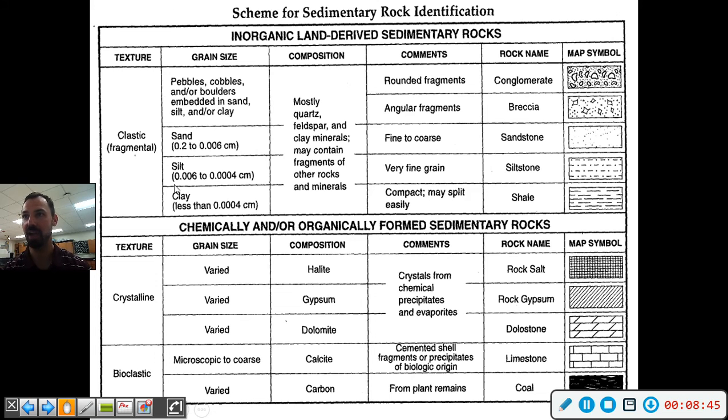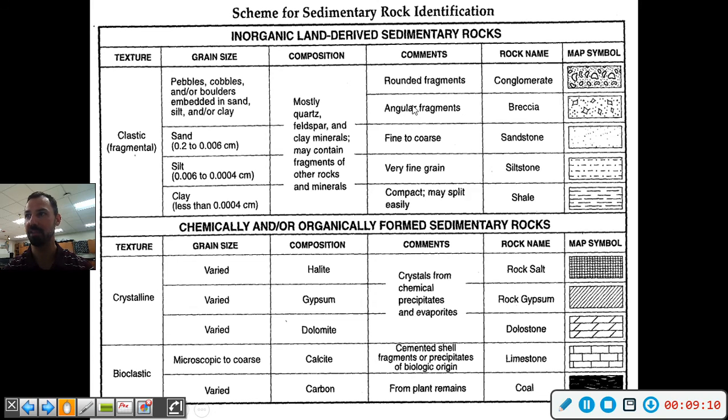Okay, grain size is important up in the clastic. I mentioned that already. Composition is not going to be as important up here though, because you can see they're made of many minerals: quartz, feldspar, clay minerals, fragments of other rocks and minerals. So if you do see that description, that could still put you up here, but mostly the ones at the bottom, composition is going to be more important.